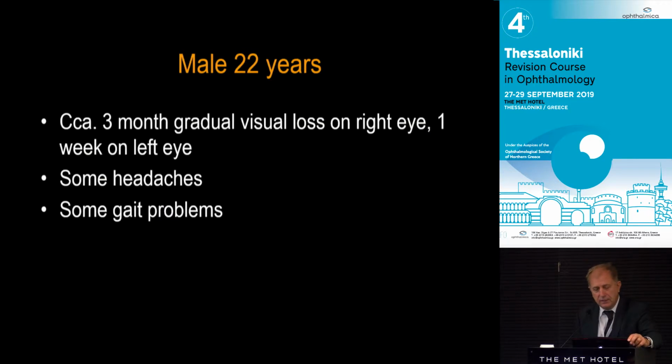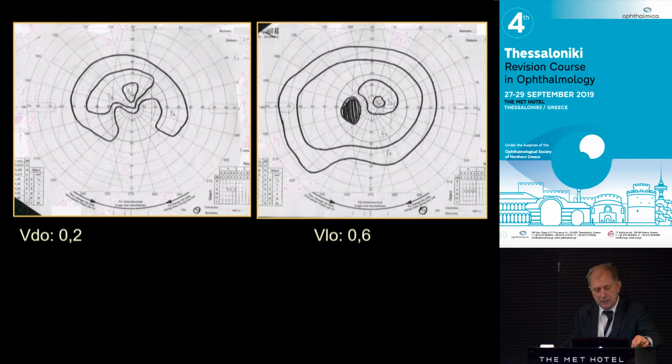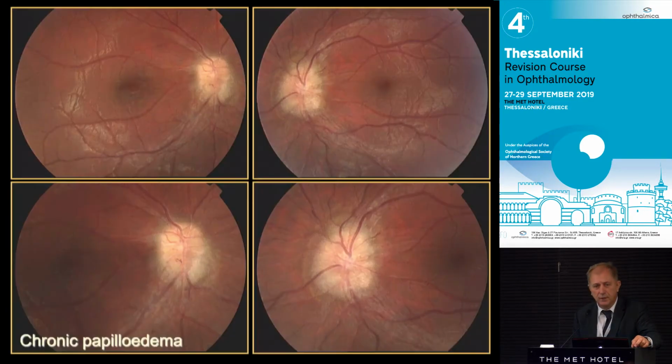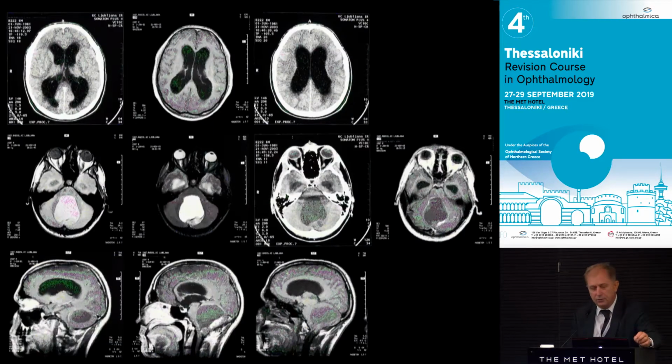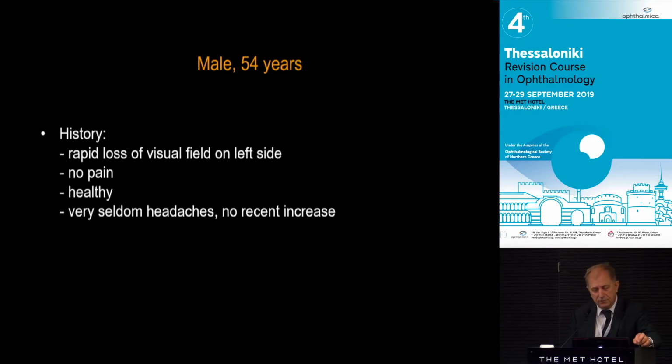So this one was detained in prison, and the prison officers didn't really take him very seriously. He had some gait problems and some headaches, visual acuity down to 0.6, and a visual field that was a little bit non-specific. But when you see these discs, you see that it has been there for some time. So it's a chronic papilledema that's been there at least 6 months or more. An MRI showed a large tumor of the cerebellum. So it can go slowly, and it can only affect vision.